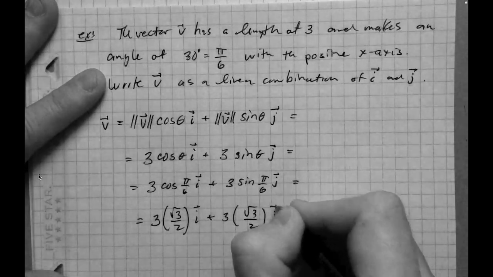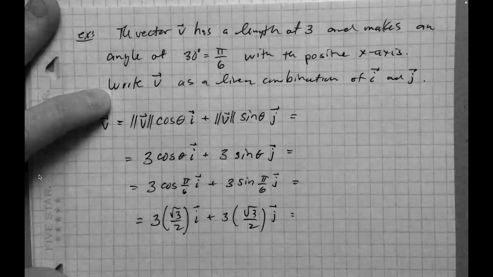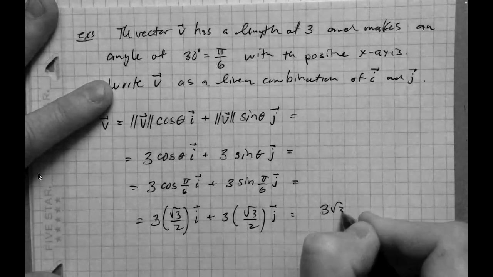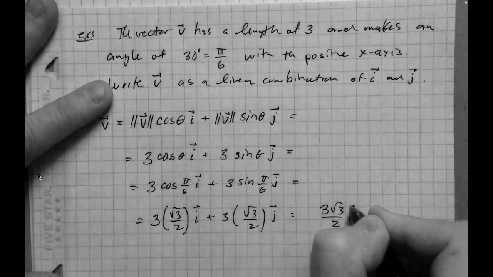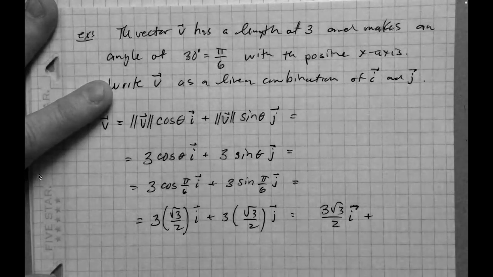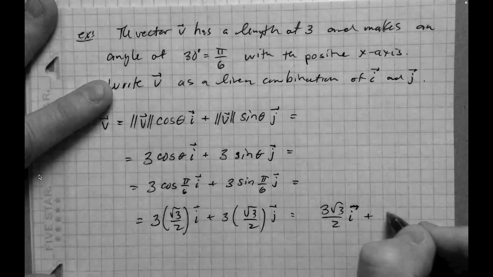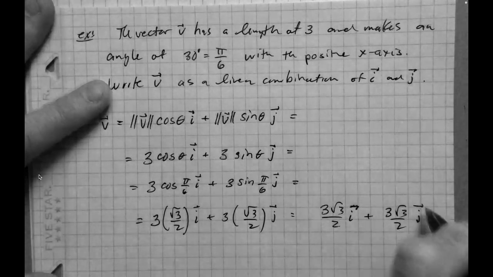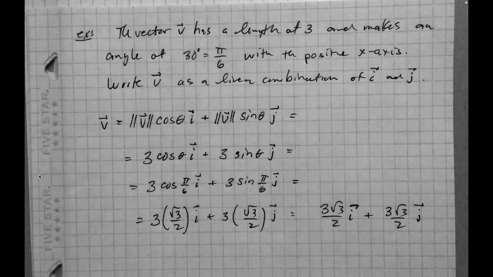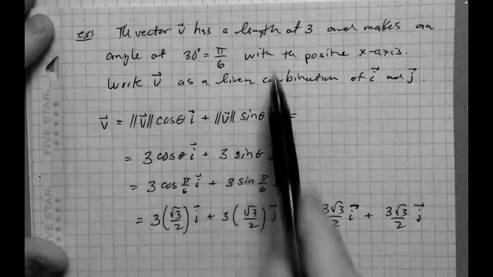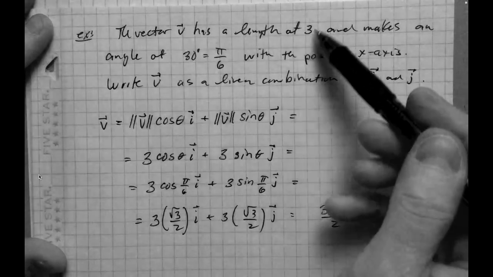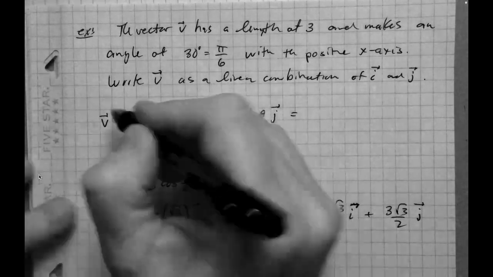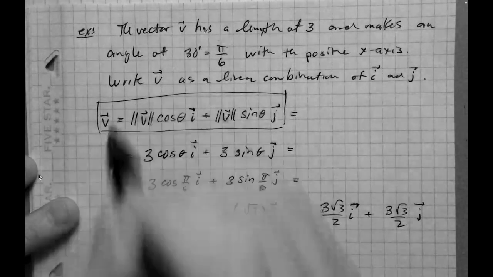And so what we get here is 3 times the square root of 3 over 2 I plus 3 times the square root of 3 over 2 j. Okay, and so we've written this given vector. Well, we weren't given a vector, but we were told some properties of the vector, and we plugged it into this expression here.